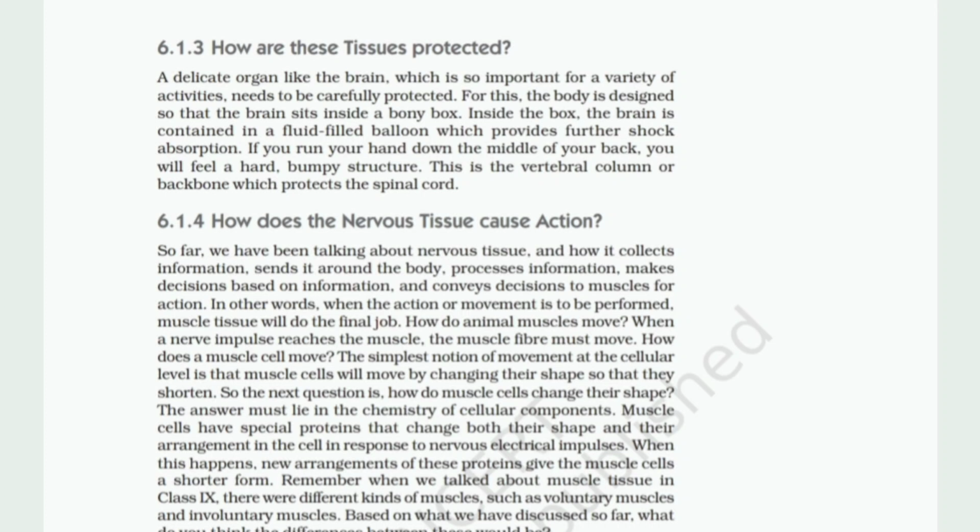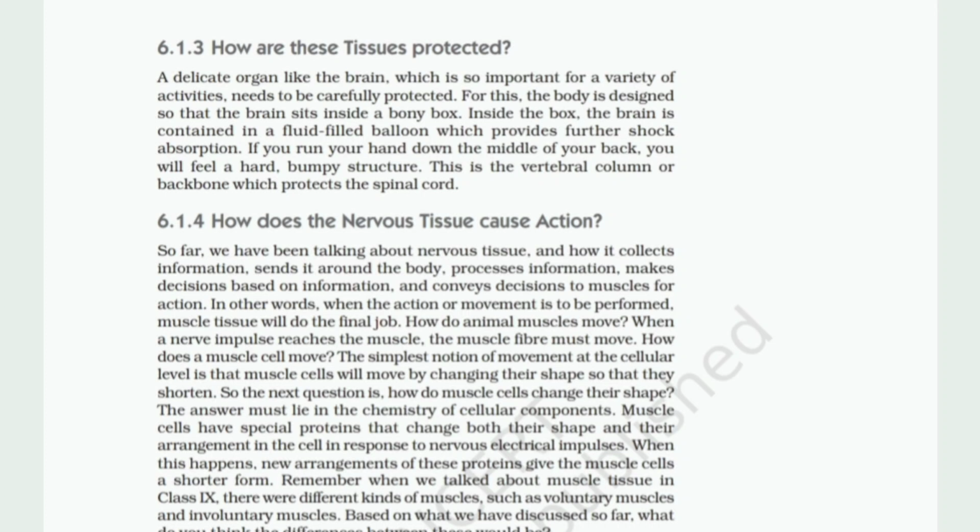The simplest notion of movement at the cellular level is that muscle cells will move by changing their shape so that they shorten. So the next question is, how do muscle cells change their shape? The answer must lie in the chemistry of cellular components. Muscle cells have special proteins that change both their shape and their arrangement in the cell in response to nervous electrical impulses. When this happens, new arrangements of these proteins give the muscle cells a shorter form.